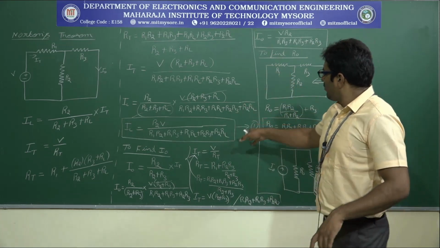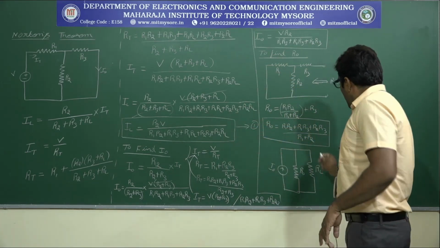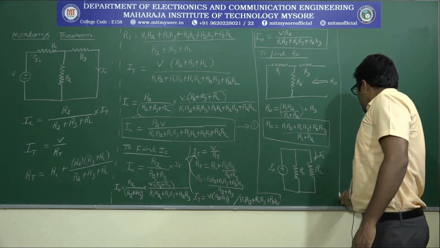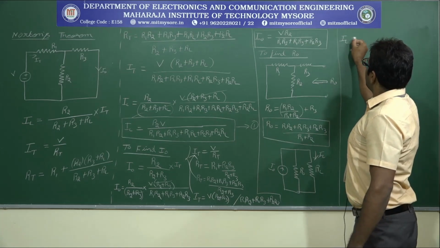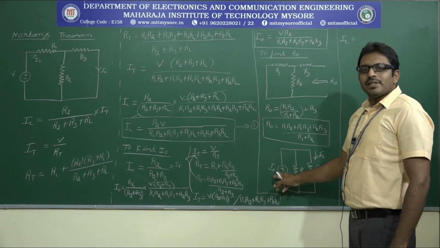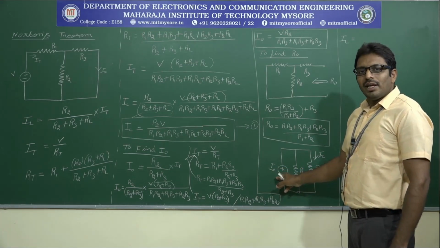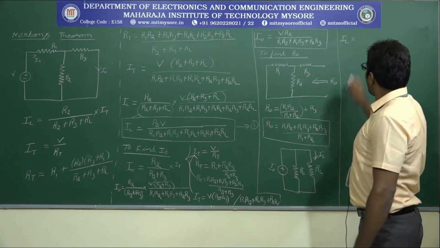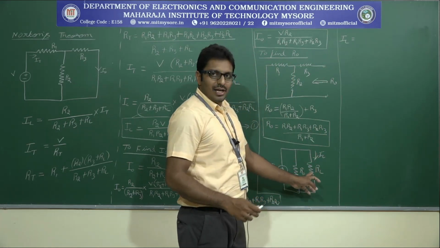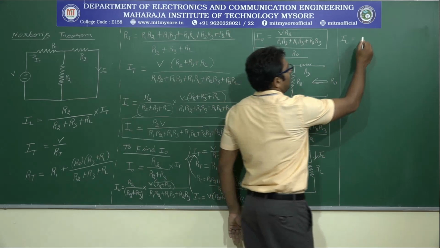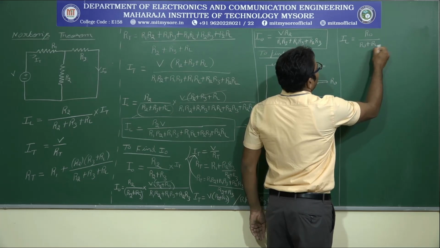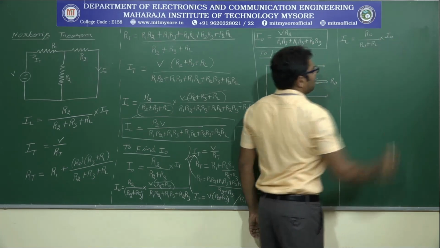Now, in order to verify this theorem, I mean in order to equate with equation 1, just find IL for this Norton's equivalent circuit. How to find IL for this circuit? R0 and RL are connected in parallel, and I0 is nothing but the total current. Again, by using the current divider rule, IL is equal to R0 divided by R0 plus RL into the total current I0.